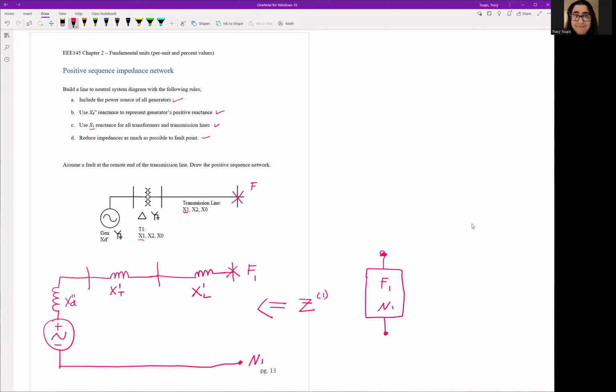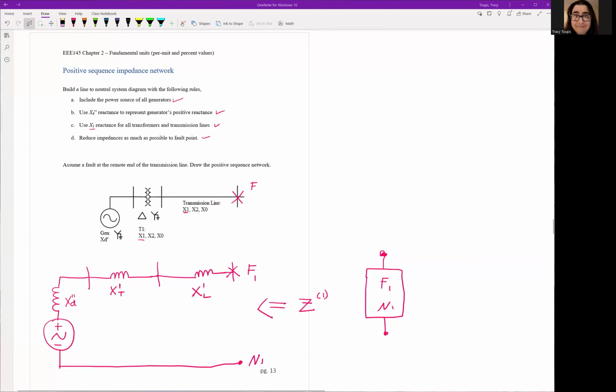Your job is to put a source inside this box and combine all these impedances together. In this particular case, it's very easy because they're series impedances, so you just add them all up in series, and that will be your total positive sequence network. Just remember those four rules when building any positive sequence network.